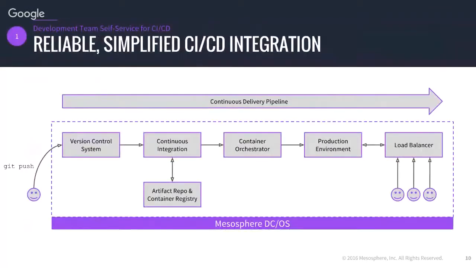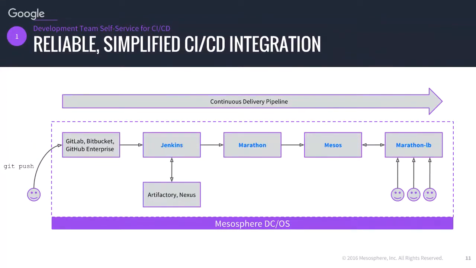So let's take a look at what this looks like. You have a typical CD pipeline here. When you do a git push, it goes into a version control system, either GitHub or GitLab. You can use any one, and then it triggers a CI build through Jenkins. It creates the artifact, puts it in some artifact repository, and then Marathon, which is our scheduler, schedules the workloads onto Mesos, and then there's a load balancer in front of it. Those components are all part of DCOS, and they're built in, out of the box. You don't need to do anything other than use them.